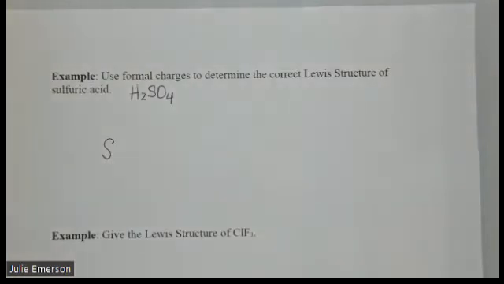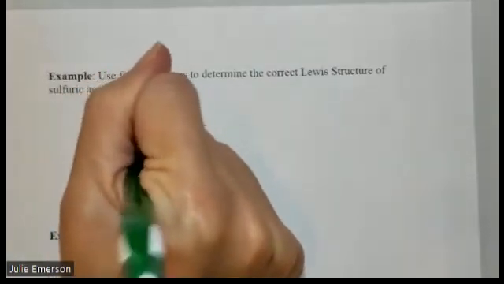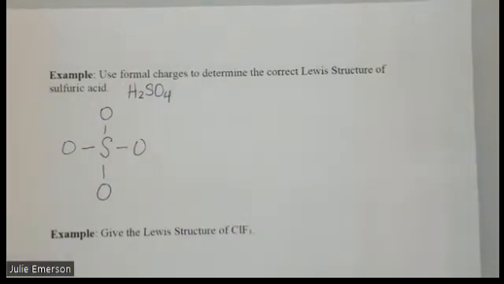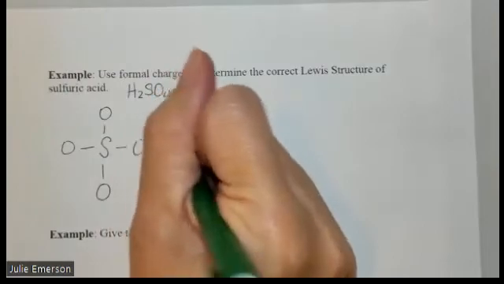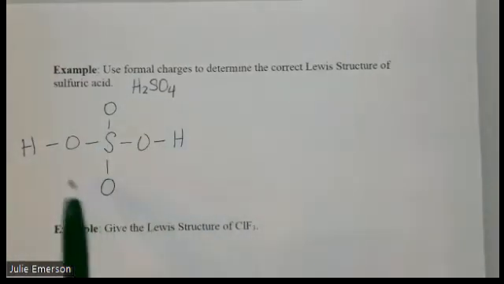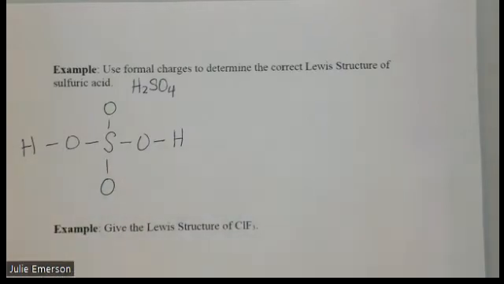Now, acids: the hydrogen always bonds to the oxygen. So the skeletal structure here is the sulfur with 4 bonding oxygens around it, right? Like this would be sulfate if we were thinking about the polyatomic. And then on 2 of those oxygens, we would have hydrogen. So we have our sulfate polyatomic ion and then hydrogen attached to 2 of those oxygens.